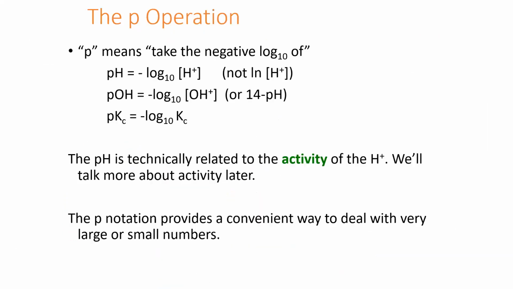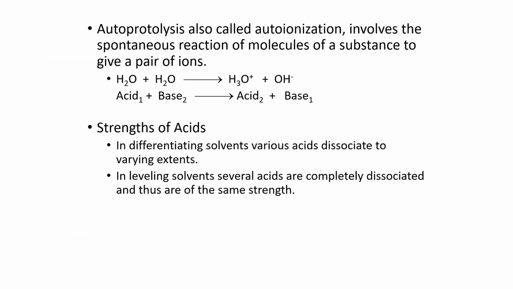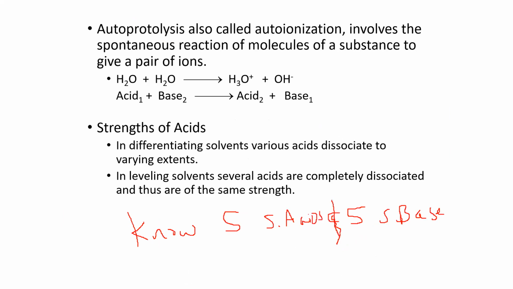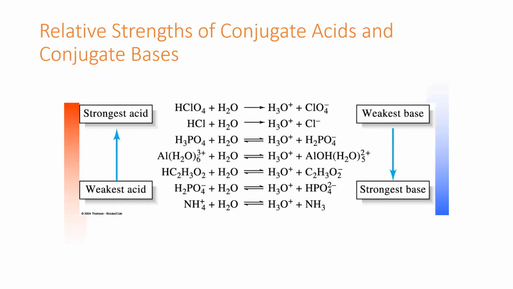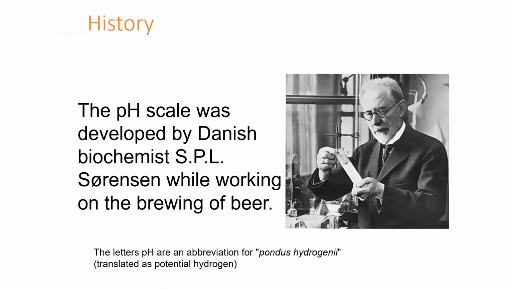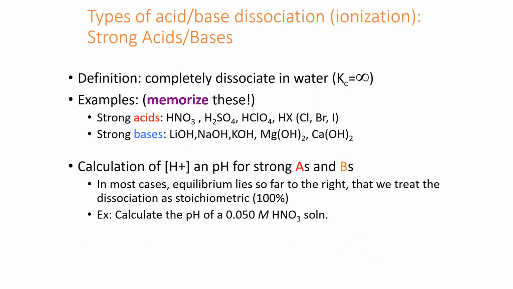Hydronium. It's not on here, but I would say know 5 strong acids and 5 strong bases. So be able to identify a strong acid, be able to identify a weak acid, be able to identify a strong base, and be able to identify a weak base. That's what hydronium looks like. Activity, pH. Right, there we go. Memorize this.